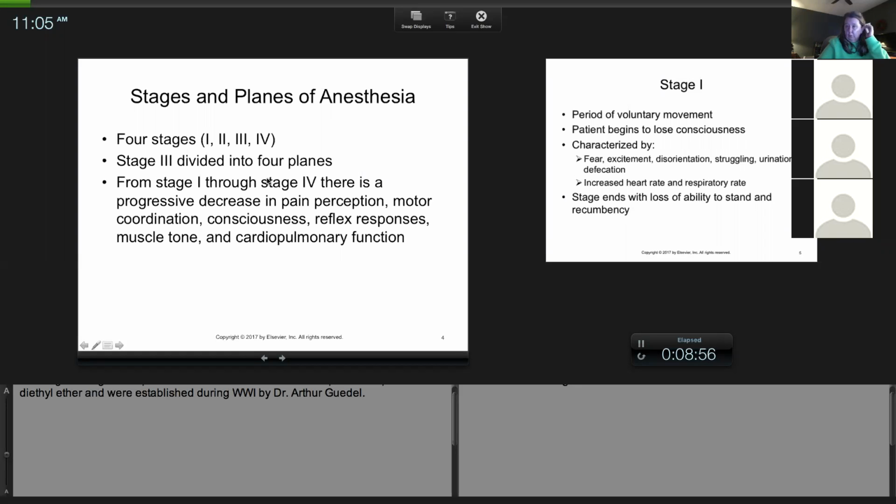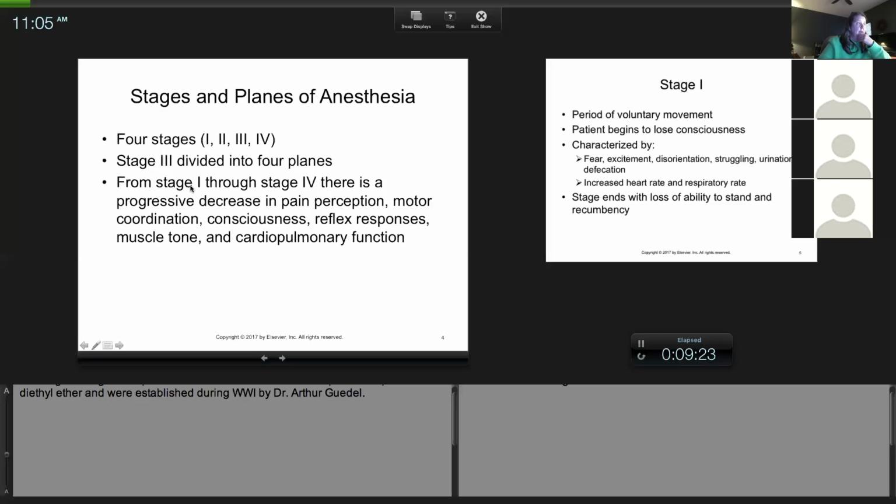Remember when I showed you in that intro PowerPoint, I said there's stage 1 and stage 4 down here. This is awake, and below here is dead. And when we do levels of anesthesia, we hover somewhere in the middle. I'm going to talk about where is ideal for your patient to be during anesthesia.